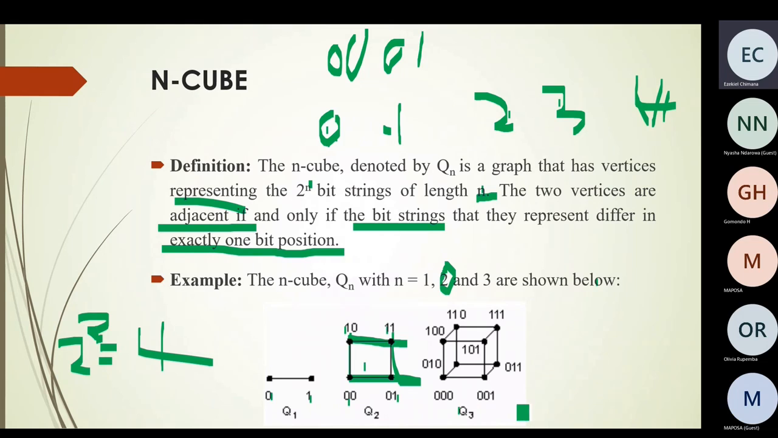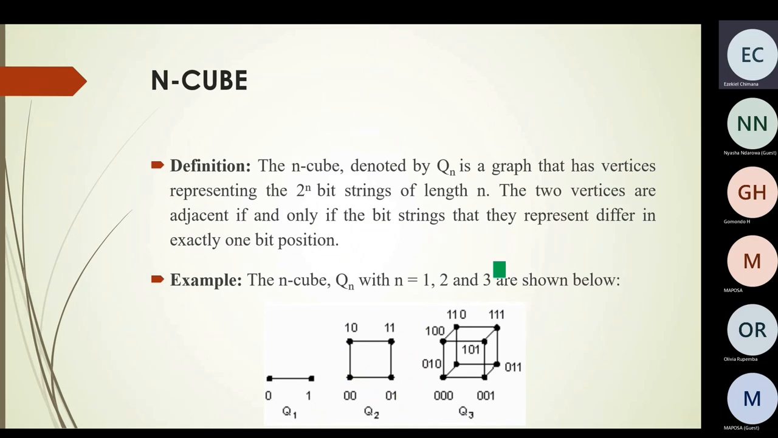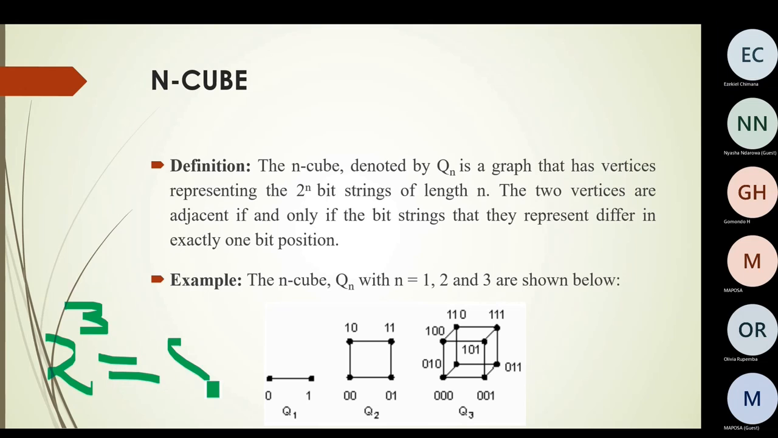Then you can talk of Q3, where your n will be equal to 3. Let me erase everything. We are talking of n equal to 3, so we'll be talking of 2 to the power 3, which will be equal to 8. So we need a bit string of length 3, and then we need 8 vertices. So your vertices will be 0 up to 7. You need to convert those numbers into their binary representation, but as a 3-bit string. Its length will be 3.